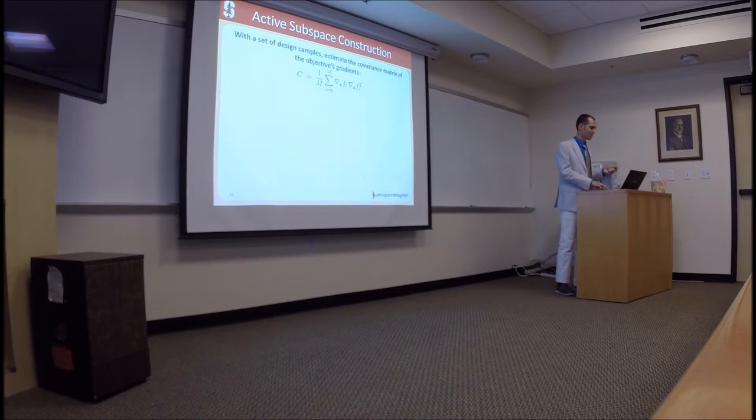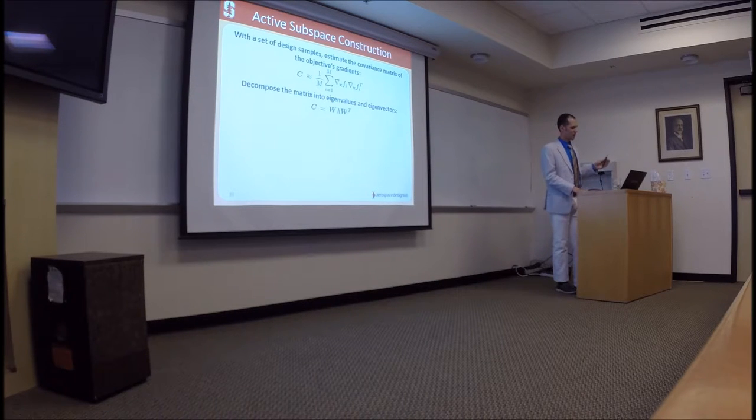As I mentioned, we collect a sample of gradients, shown here as grad f, and use them to estimate their covariance matrix, C. These gradients are sampled according to some sampling strategy. In this case, I used Latin hypercube sampling with a constant density function. Decomposing the covariance matrix allows us to decompose it into eigenvectors, which identify important directions in the design space, as well as eigenvalues, which identify, compared to the other directions, how important they are.